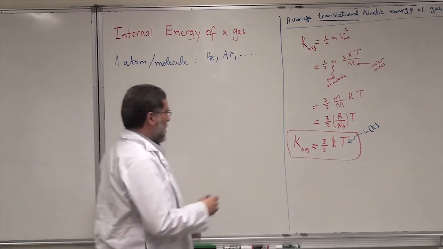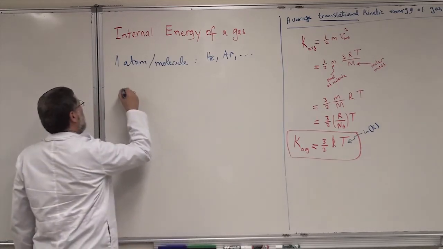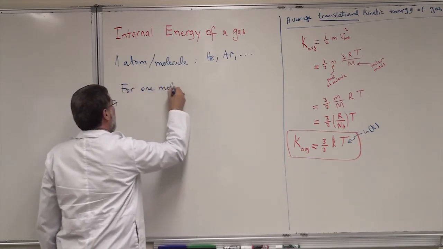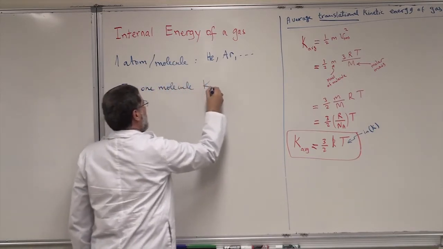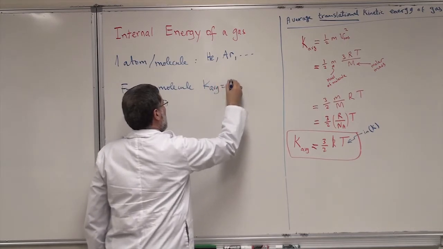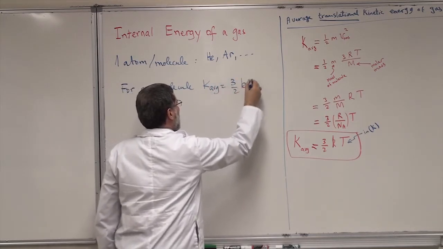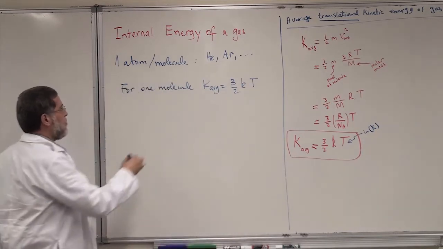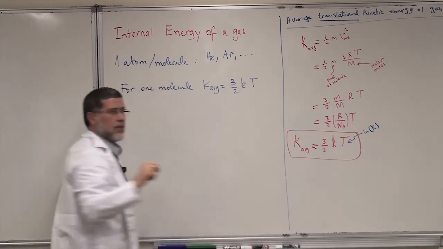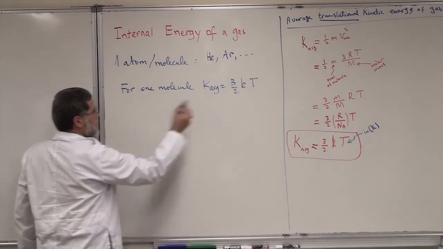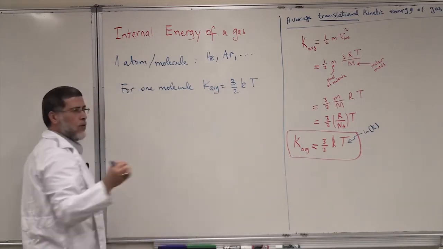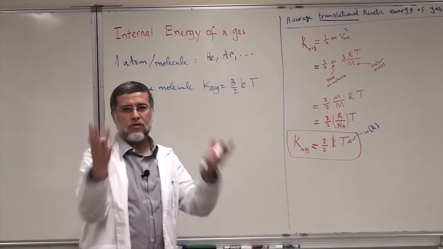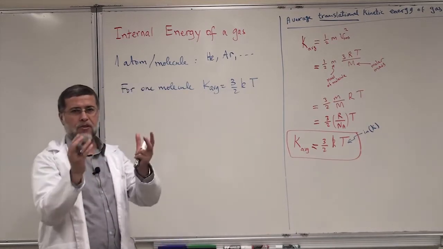He showed that the average kinetic energy for one molecule, K average, was given by 3/2 kT, where k is the Boltzmann constant. I can explain where this 3/2 kT comes from. These are the 3 degrees of freedom, because this molecule is free to move in 3 dimensions, X, Y, Z.